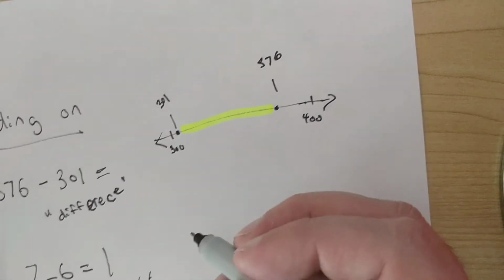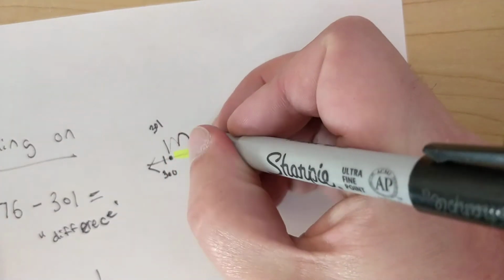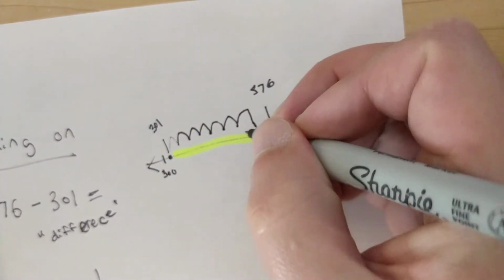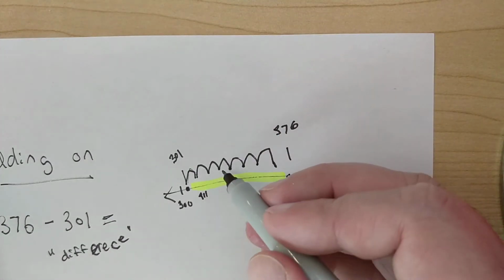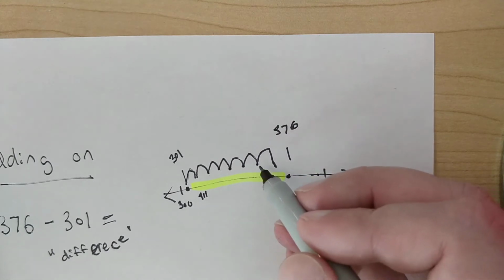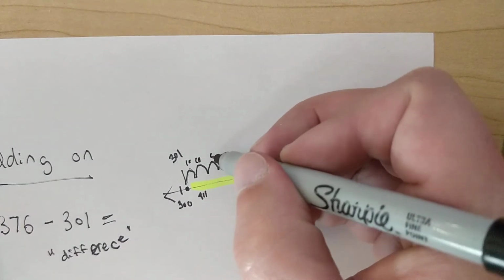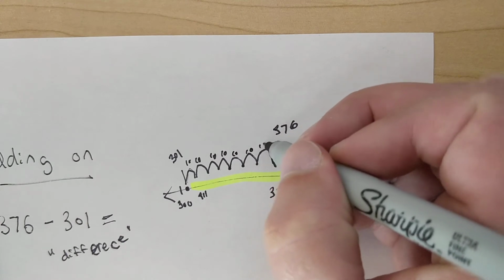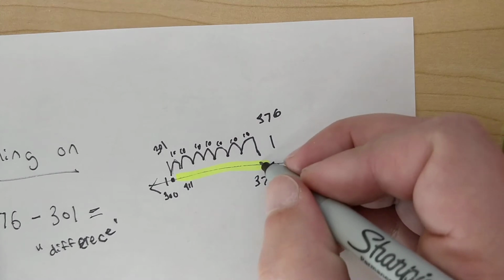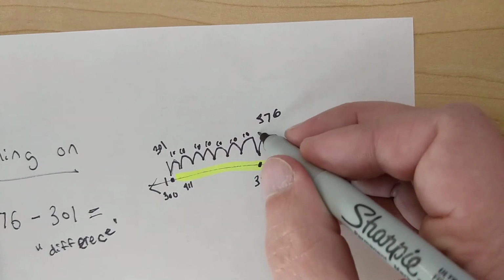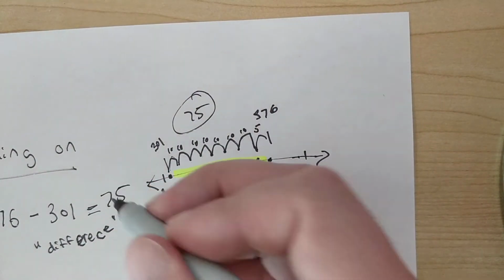But I could also jump up, right? I could jump up by 10s, 10 at a time. 1, 2, 3, 4, 5, 6, 7. Not very good jumps, but there we go. So this would be 311, 321, 331, 341, 351, 361, and then I would be at 371, okay? So that would be seven jumps of 10. So I'd be at 70, right? And then I need to make my final jump. From 371 to 376 is a jump of 5. Okay, and then when I count all that up, I see that it's 75. All right? And that's my difference, okay?